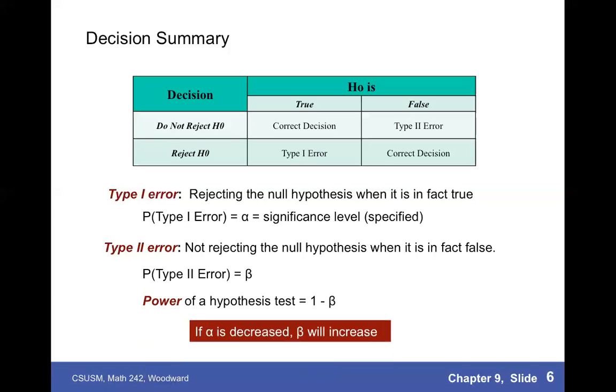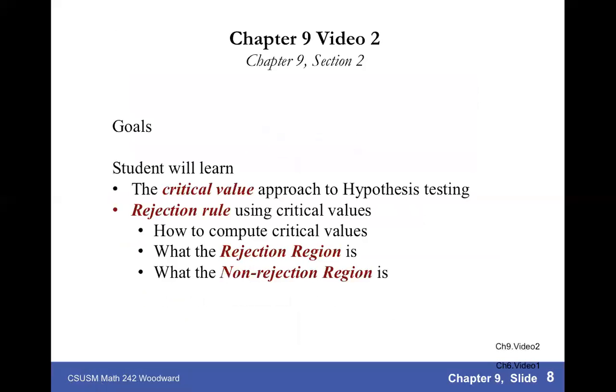But that's okay. One thing you do need to know is that you can't get low alpha and low beta. They go in opposite directions. If you make alpha low, beta gets bigger. If you make alpha high, beta gets smaller. So you've got a trade-off. You can't get both. Okay, that was the end of that set.